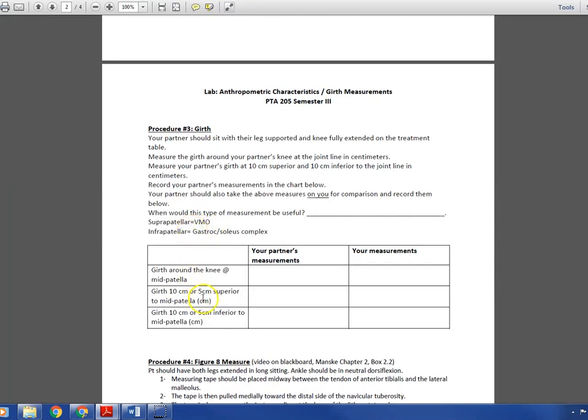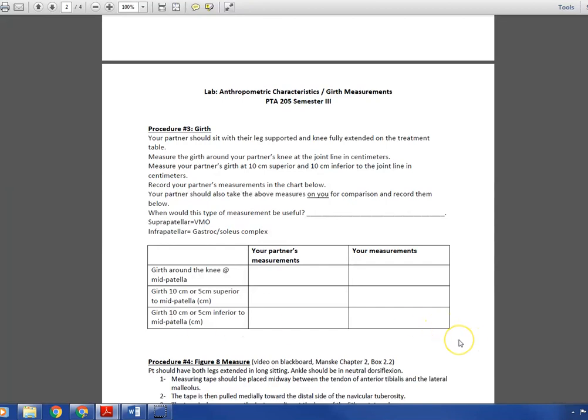So it might not always be 5 centimeters or 10 centimeters superior to the mid-patellar line, but just make sure that you document if you're trying to measure at the largest part for that muscle belly. Same thing inferiorly. Typically 10 centimeters inferiorly is more appropriate for the gastroc and soleus muscle girth that you're going to be measuring, but again, it's going to be dependent on each person.